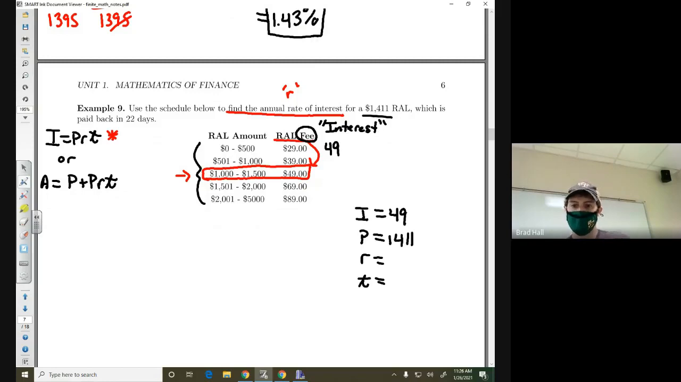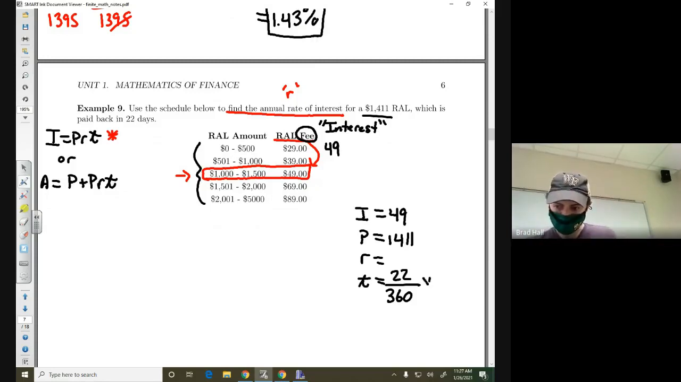1,411. The time is 22 days, but we're going to convert that into years by dividing it by, well, I don't have it written down here, so I'm assuming it's going to be 360. As I mentioned in the last class, MyMathLab sometimes likes to assume that there's only 360 days in a year. It does have a reason for doing this, but it's just one of those nitpicky MyMathLab things.